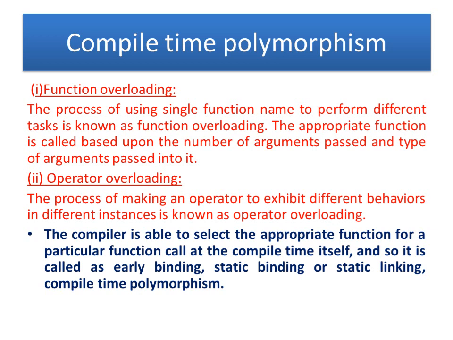All these things occur during compile time. The compiler itself is able to select the appropriate function for a particular function call at compile time. So it is called early binding, static binding or static linking, and this we call compile time polymorphism.